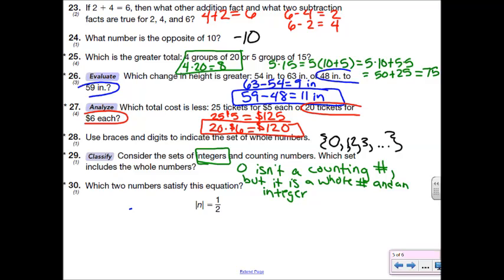And the final problem, which two numbers satisfy this equation? So we're talking about absolute value. So how far away from 0 would it be? Well, I can go a half slot away from 0 to the right, or a half slot away from 0 to the left. So if this was positive 1 and this was negative 1, I could go halfway to the left. That would be negative 1/2. Or I could go halfway to the right. That would be positive 1/2.